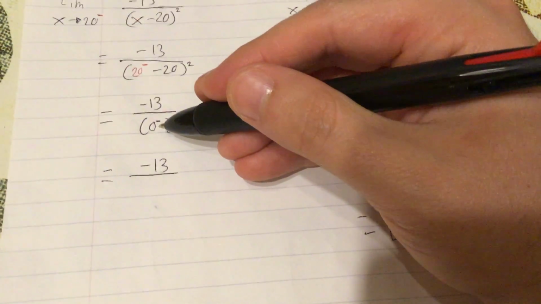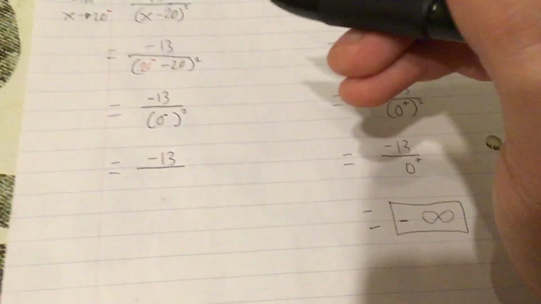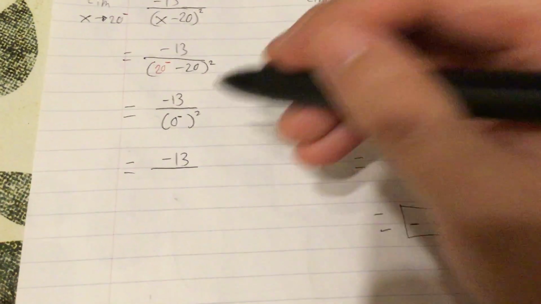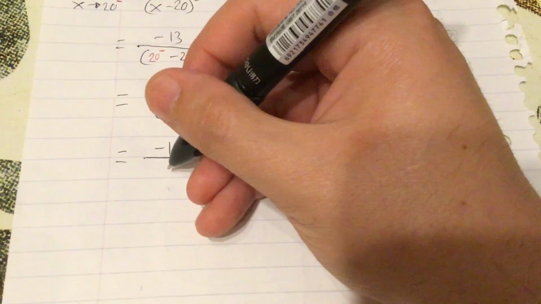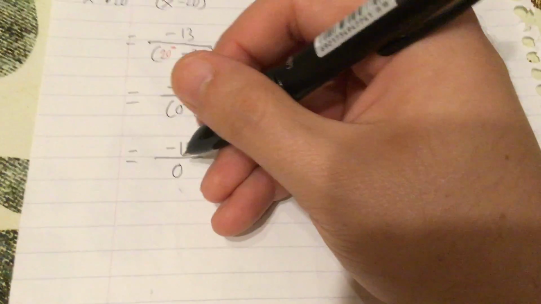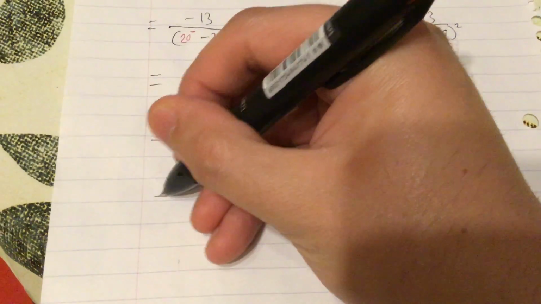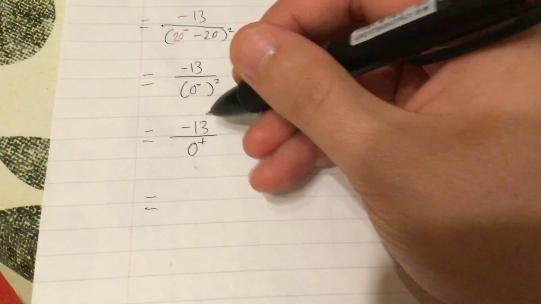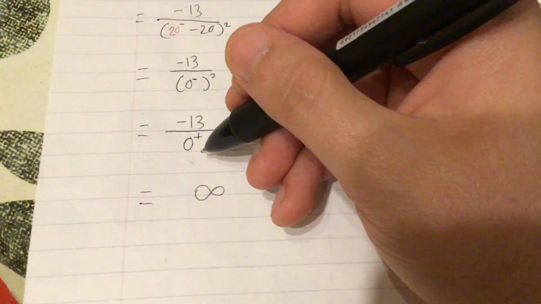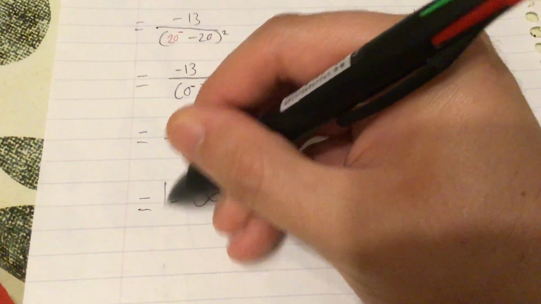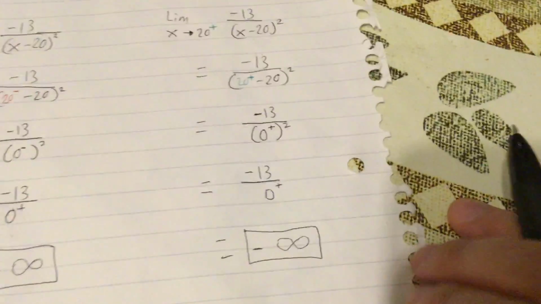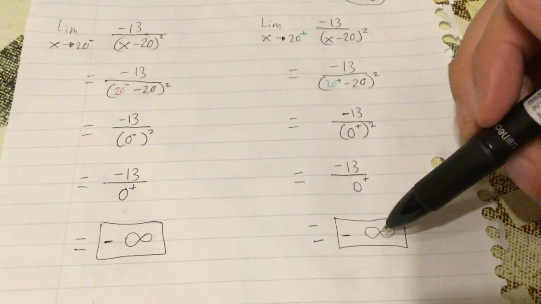If I've got negative 0.001 and I'm going to square it, as small as it may be, it is still a negative number, so we still use the rules of algebra. A negative quantity squared, a negative times a negative, is a positive. So negative 0.001 becomes positive 0.001. And now, negative 13 divided by 0 is some sort of infinity. But a negative divided by a positive is a negative. So the left-hand limit as x approaches 20 is negative infinity. And the right-hand limit as x approaches 20 is negative infinity.